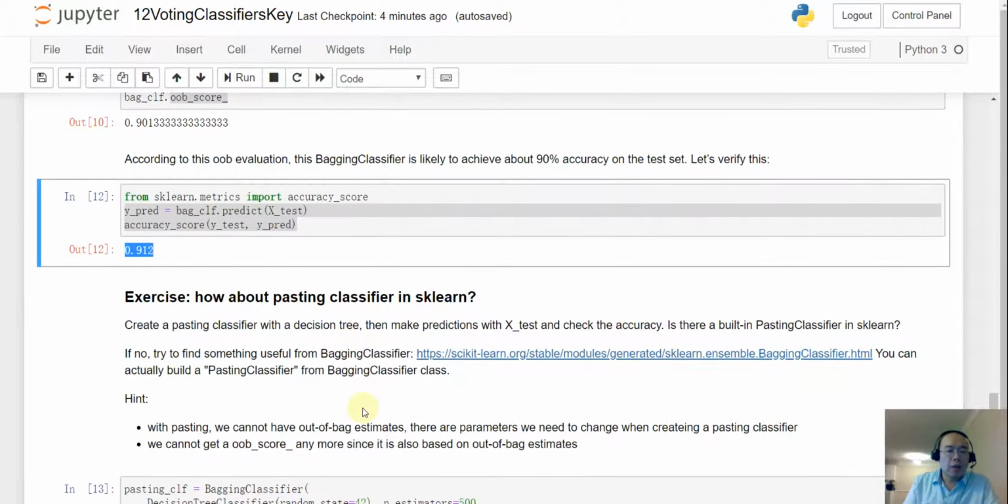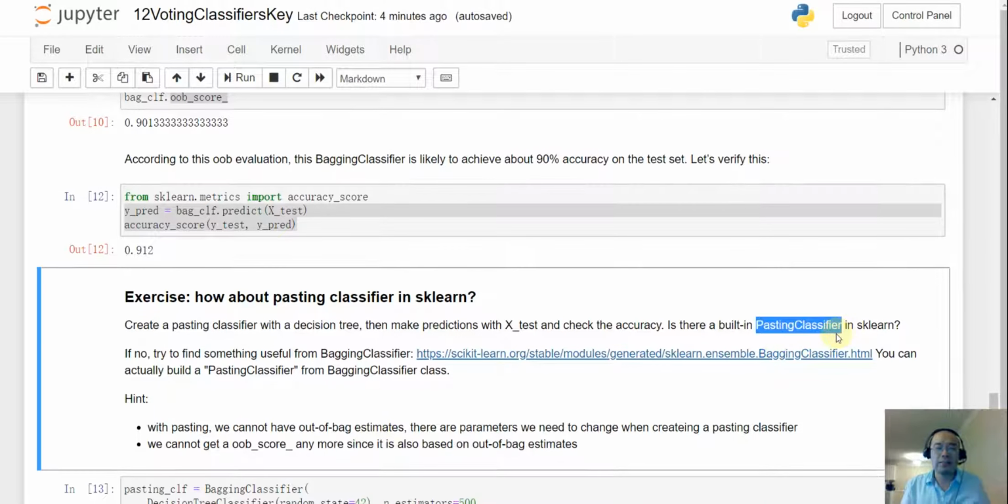Just now we said there is bagging and there is pasting. For bagging, there is a bagging classifier. So how about the pasting classifier? You can do a search, and do you see anything built into scikit-learn called pasting classifier? I did a search and I didn't find it. So the next question is, why can't we have a pasting classifier?